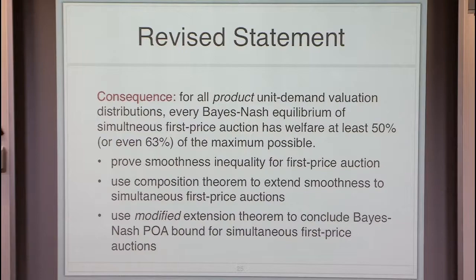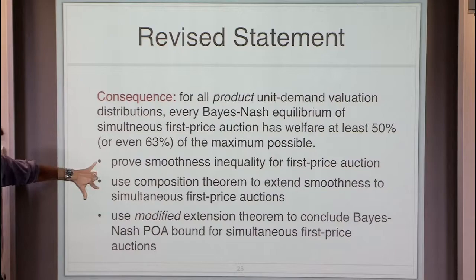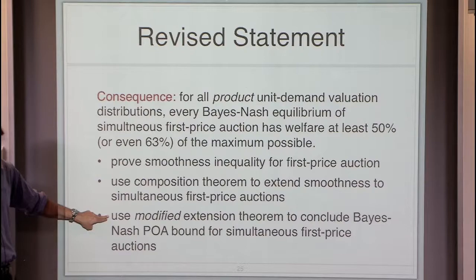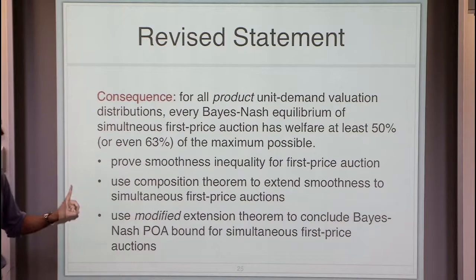Okay. Why is this true? Well, the first two steps are exactly what I said. They're exactly what I've taught you with no modification. You analyze a single item auction just in the full information case in isolation, you prove that 1/2. The composition theorem was just correct the way I stated it. So it's just true that simultaneous first price auctions are also smooth with parameter 1/2. The bug was in the extension theorem, okay, and how I applied it, and it was exactly Yanai's question that was getting at the issue. Okay, it's a subtle issue, but it's important, so that's what I'm going to drill down on next.